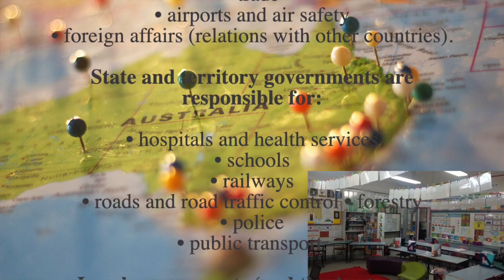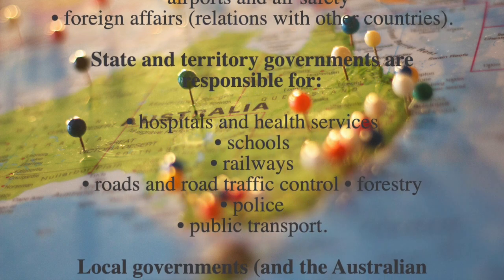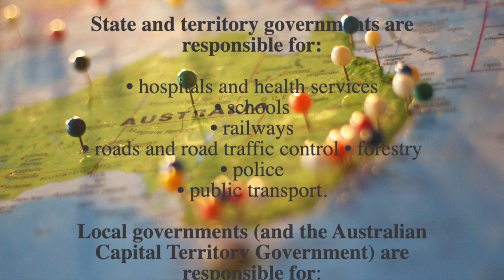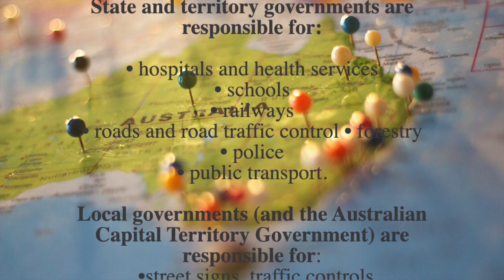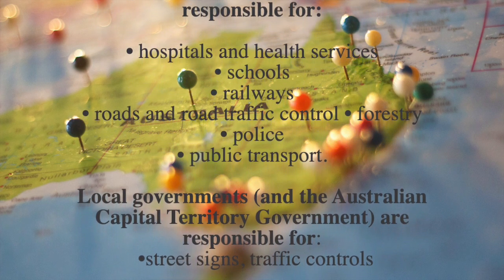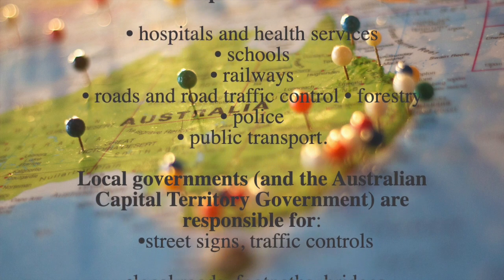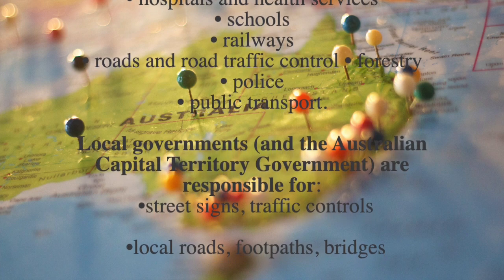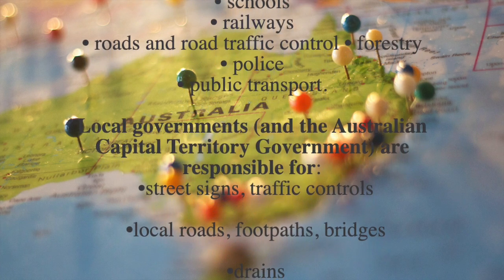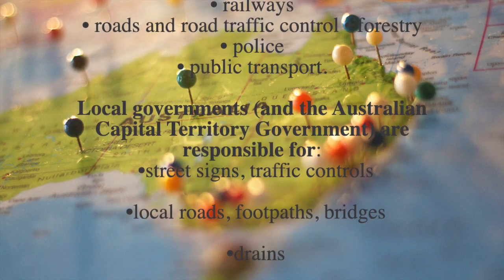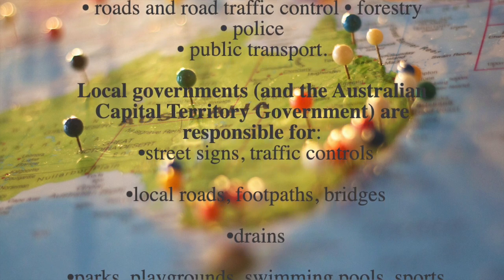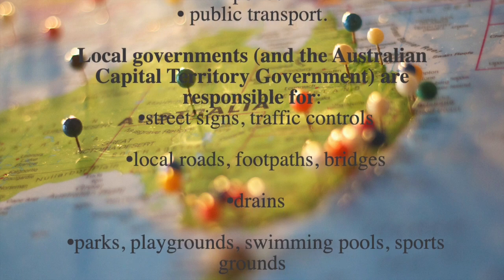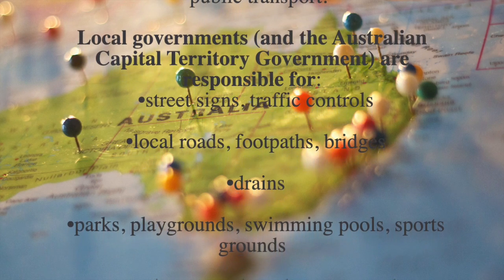And finally is foreign affairs, that is relations with other countries. State and territory governments are responsible for hospital and health services, schools, railways, roads and road traffic controls, forestry, police and public transport. So those are the responsibilities of state and territory governments.